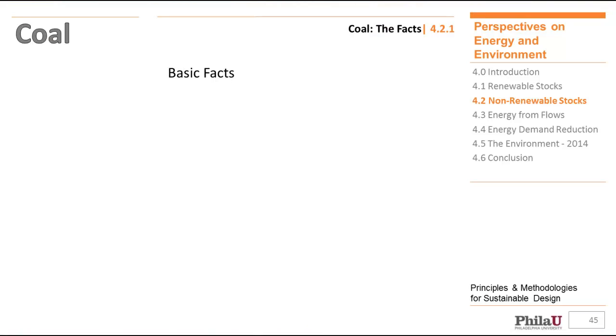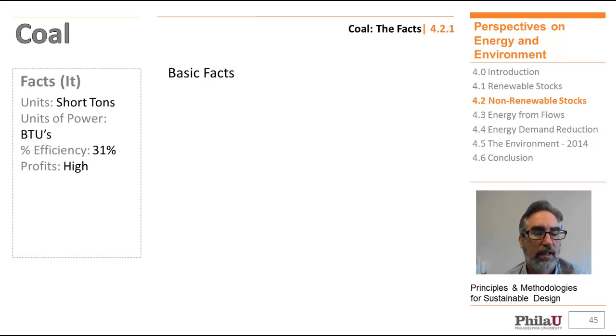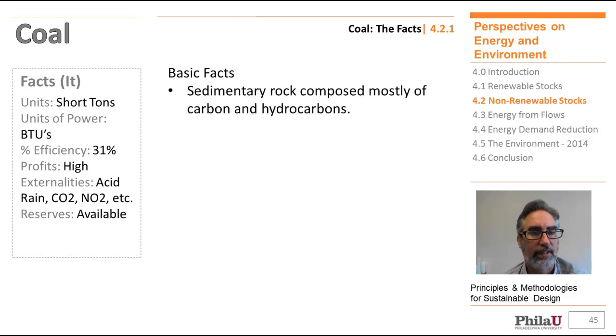Starting off with coal, some of the basic facts that you should know are that the units for coal are short tons. The power that comes out of coal when you burn it is BTUs. And that'll be important later for sustainable design when we get into energy use intensity, which is BTUs per square foot. The efficiency of coal when it's burned is only 31%. Profits are very high, although starting to go lower. Many externalities in coal: acid rain, CO2, nitrous oxide, etc. And lots of coal left, plenty of reserves, and certainly more opportunity to use the material more efficiently.